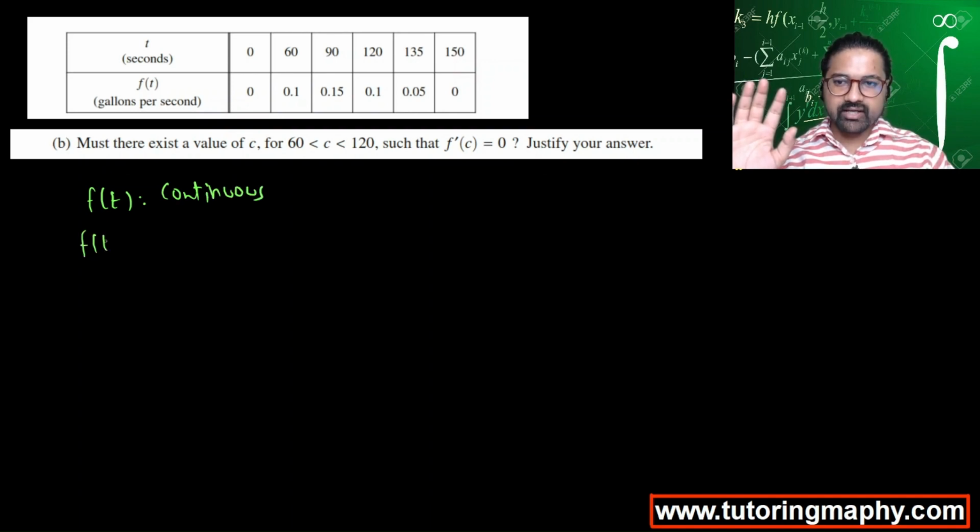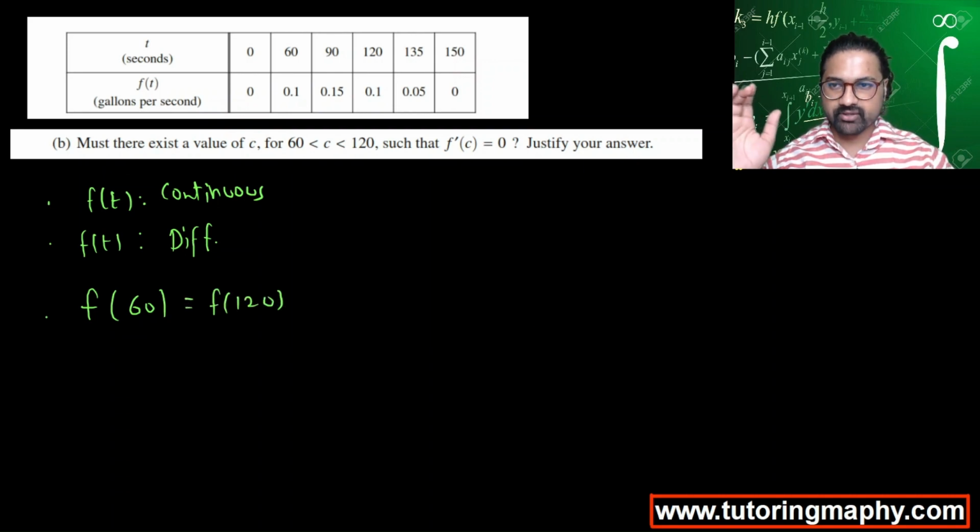I know that f is differentiable, and on top of it, f of 60 is equal to f of 120. It's evident, right? It's intuitive. Both have a value of 0.1, f of 60 and f of 120. And don't you think this is a classic condition of Rolle's theorem? Let's remind ourselves what Rolle's theorem is.